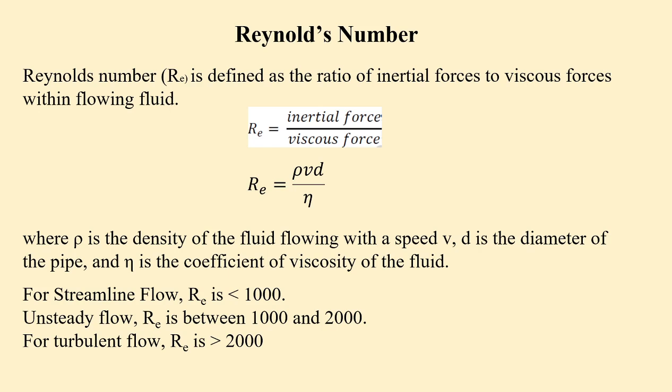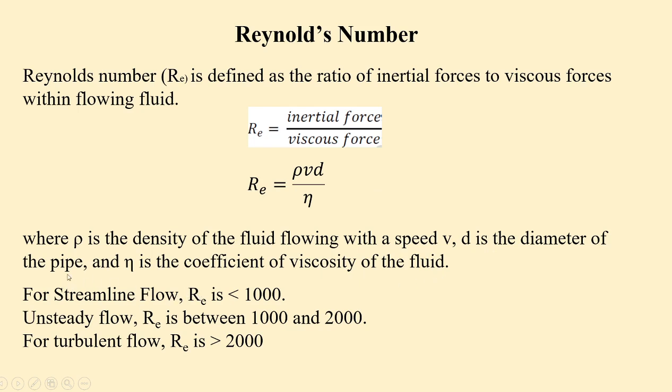He defined the Reynolds number, Re, as the ratio of the inertial forces to the viscous forces within a flowing fluid. That is, Re is equal to inertial force divided by viscous force. It depends on many parameters and is given by Re equals rho v d by eta. Here rho is the density of the fluid flowing with speed v, d is the diameter of the pipe, and eta is the coefficient of viscosity of the fluid.